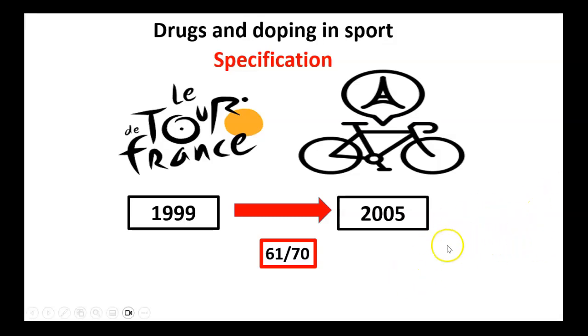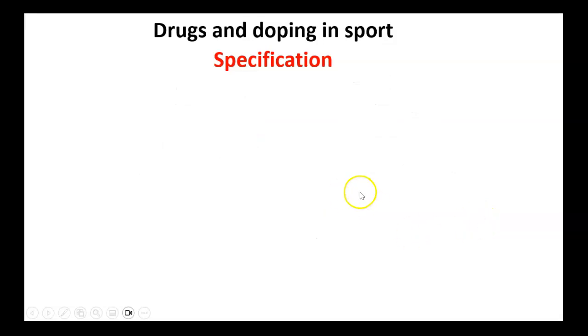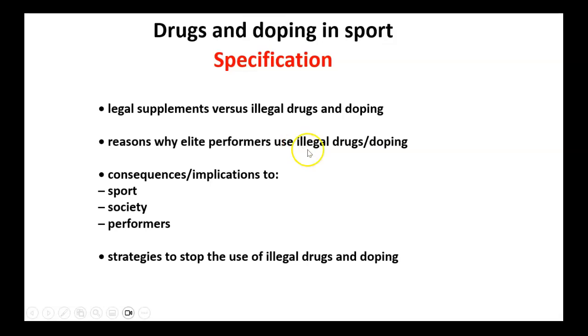So what we need to do then is have a look at what the specification requires us to know about this topic. So first up, let's have a look down to here. We need to have an understanding of the difference between illegal supplements and illegal drugs and doping.